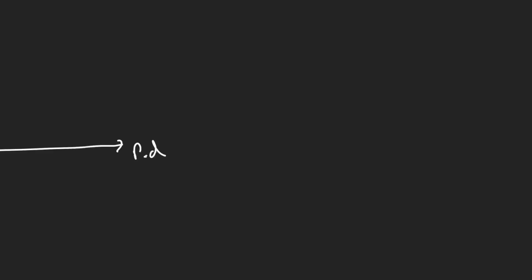Well, what we can do is set up a circuit over here. So again, we're going to have our cell because we need a source of potential difference.